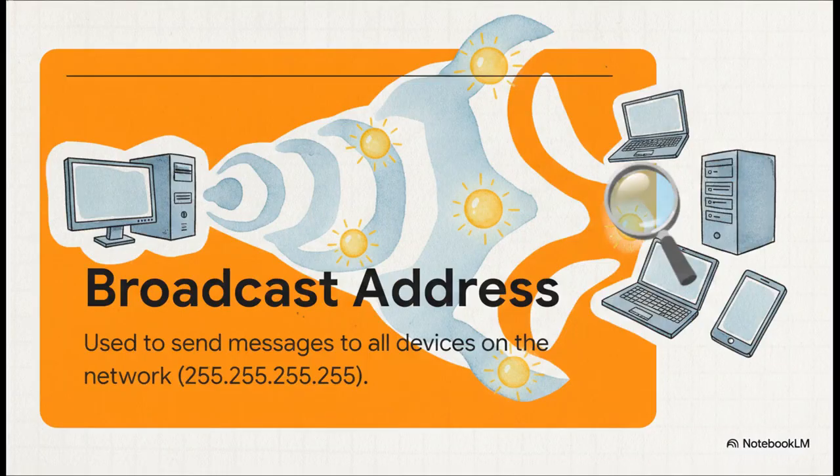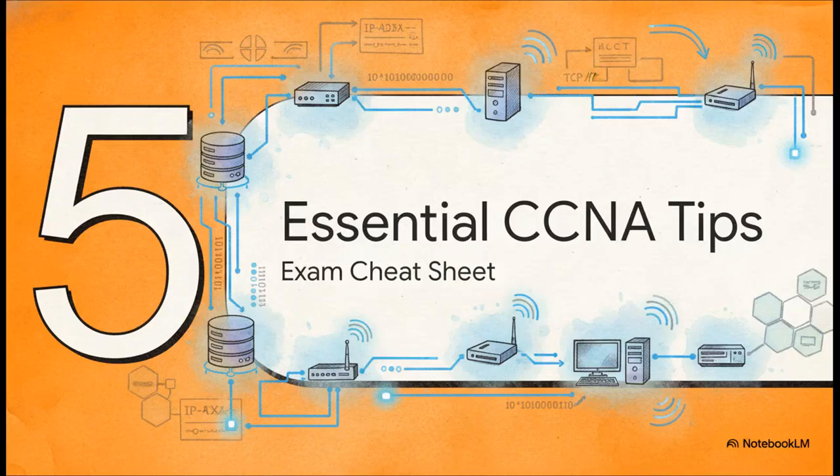And on the complete other end of the spectrum is the broadcast address 255.255.255.255. This is a one-to-all communication method. When a PC powers on and doesn't know a single thing about the network, it uses a broadcast address to essentially yell at the top of its digital lungs to every single device on the network, asking, hey, where is the DHCP server? Which brings us to our final stop, Section 5, Essential CCNA Exam Tips.